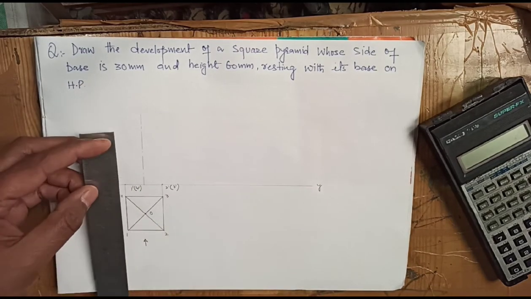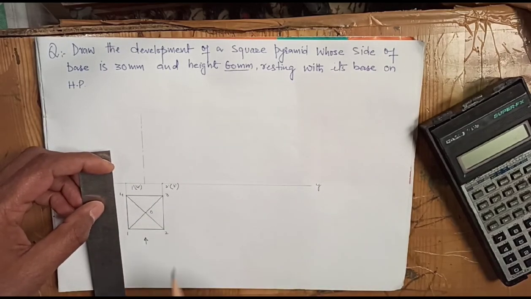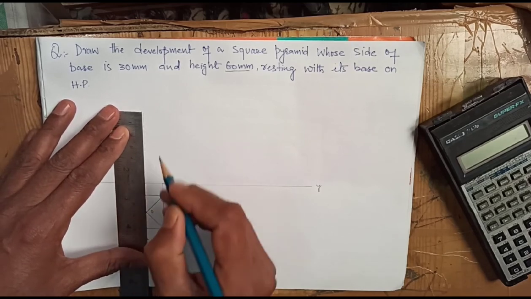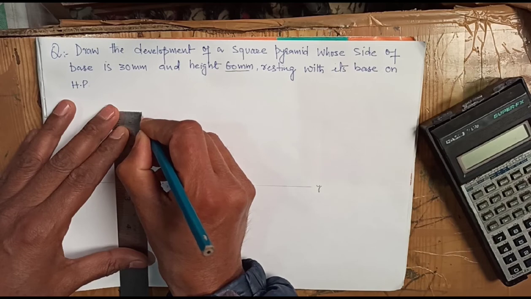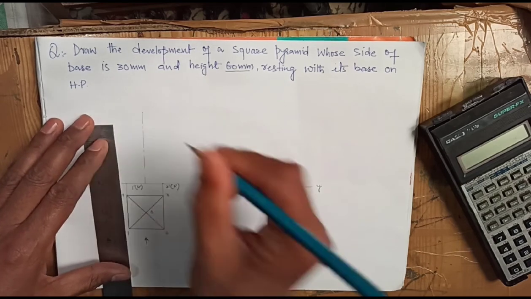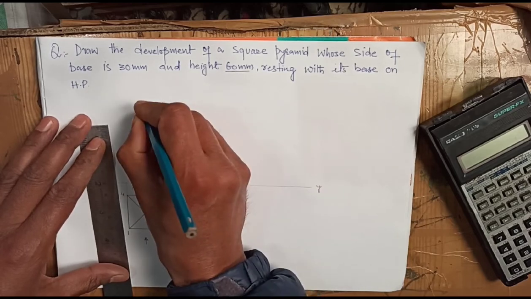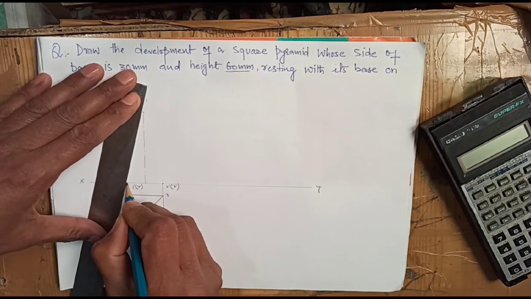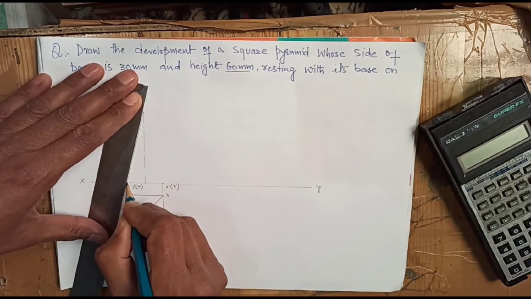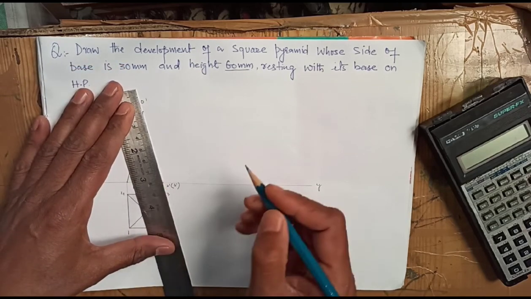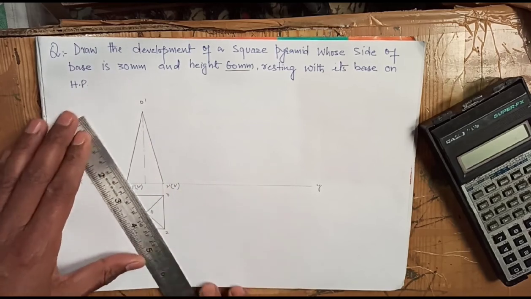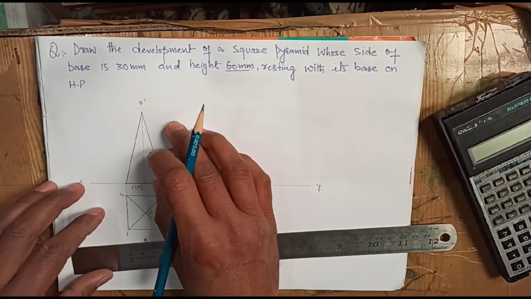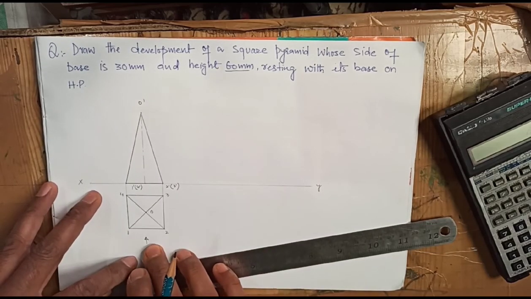Now I have to take the height, which is given as 60 mm. Measure the height from its central axis. This is my 60 mm. Now directly join this O prime with 1 prime and 4 prime, and again join O prime with 2 prime and 3 prime, and also make the base darker. Now we got its front view and its top view.